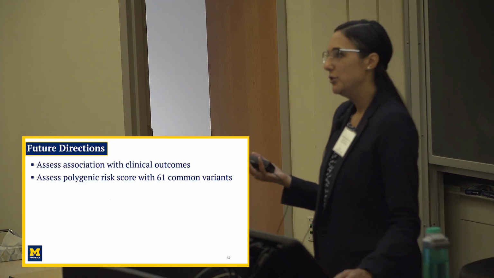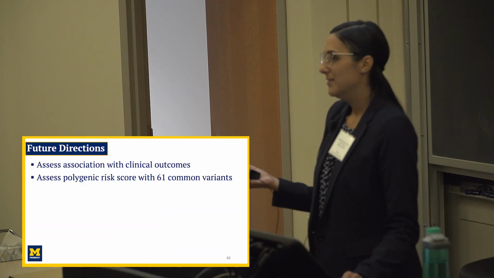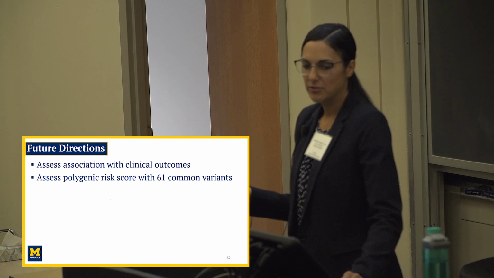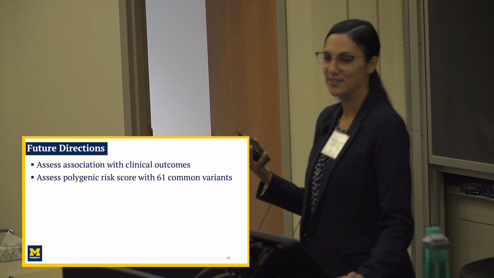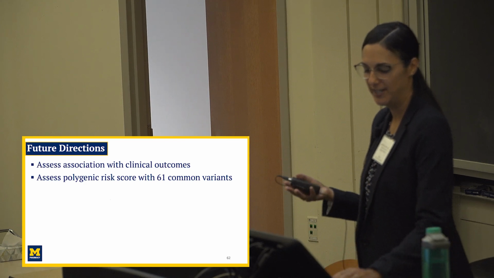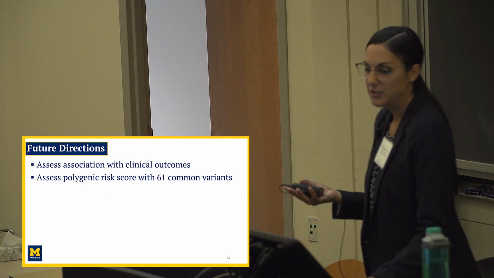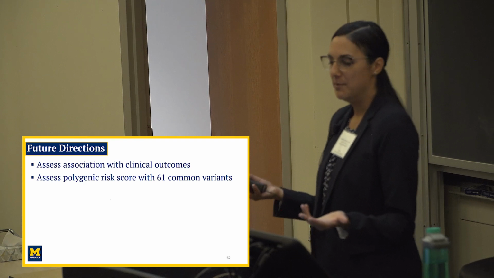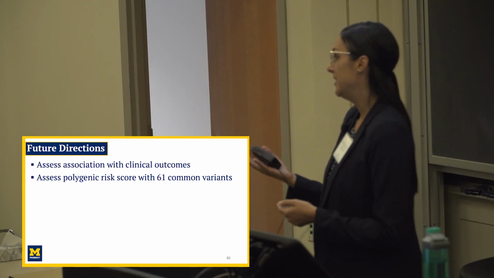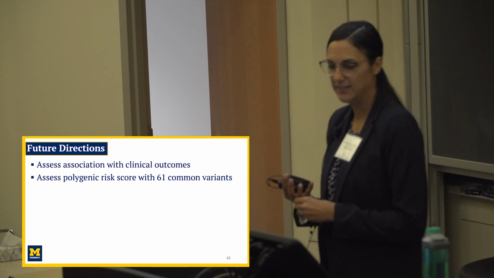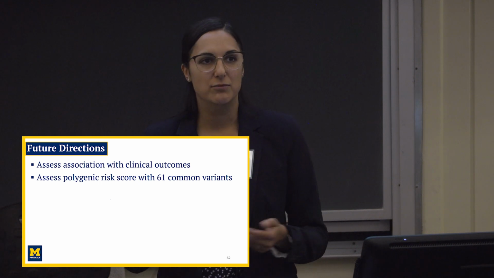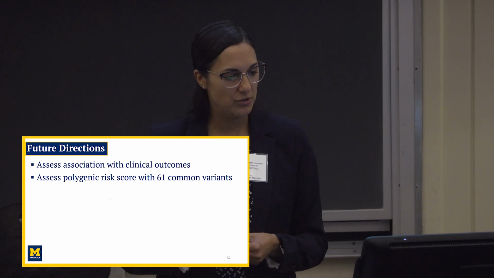So, future directions. QT interval is a surrogate outcome for a more serious clinical outcome of torsades. So Anna right now is doing the laborious chart review to collect clinical outcomes to see if this effect translates to clinical outcomes. And also, this is not a very common variant, but Dan Roden and his group at Vanderbilt developed a polygenic risk score of 61 common variants. And Anna actually replicated the effects of that polygenic risk score too. So stay tuned for that manuscript within the next few months.